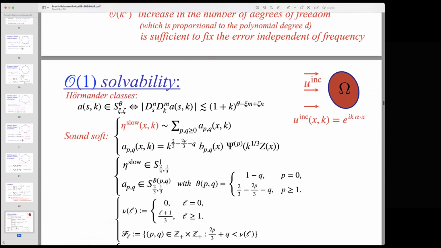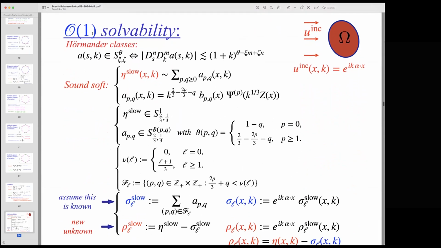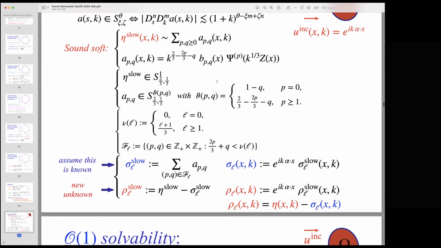I don't want to go into the details of this slide, but the essence of this slide is that you can actually attain order 1 solvability if you do the following. There is the eta law in red with its asymptotic expansion, summation over p, q of a_pq. The a_pq have certain forms, and if you know a_00, the leading term in the asymptotic expansion, which has the largest exponent in terms of the power of k, explicitly, and if you incorporate it into your integral equation formulation, then the method is of order 1. And this was never done before.